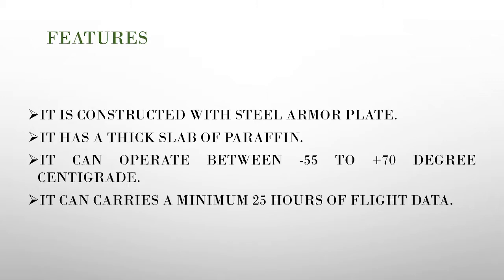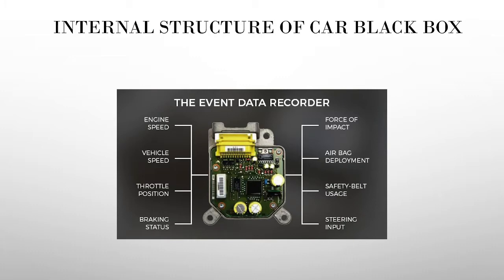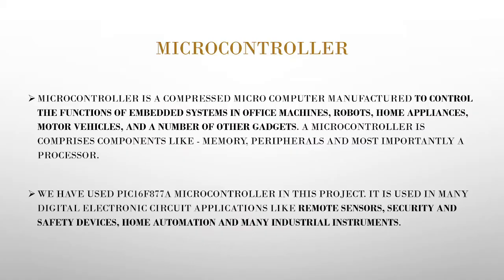Means it will record 25 hours of data, and again if we start that thing, the data is replaced by the new data. This is the internal structure of the car black box. It contains engine speed, vehicle speed, throttle position, braking status, force of impact, airbag deployment, safety belt usage, steering input.